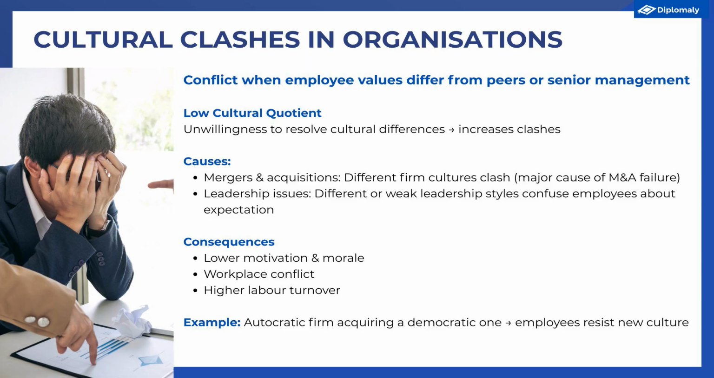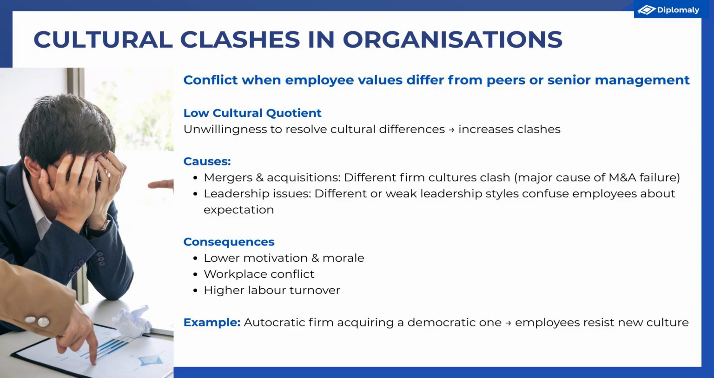There are different causes of cultural clashes in the workplace. During acquisitions and mergers, different firms can have different cultures. When they merge, there may be differences in how things are done. This is one of the biggest reasons that M&A fail and why the acquiring firm cannot realize synergies from the target firm. Different leadership styles or weak leaders can also cause confusion as to the dominant culture in the firm and what employees expect from senior management.